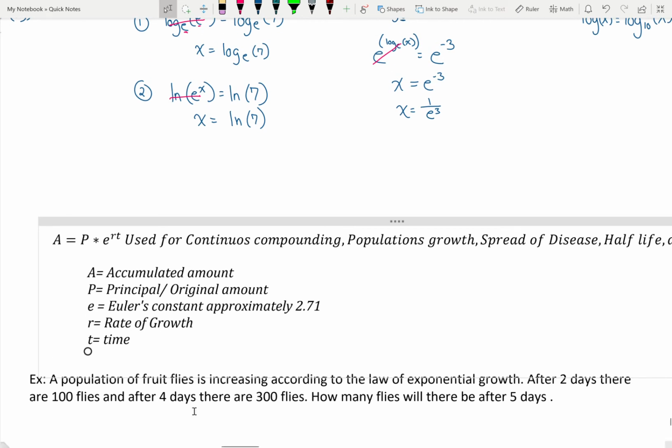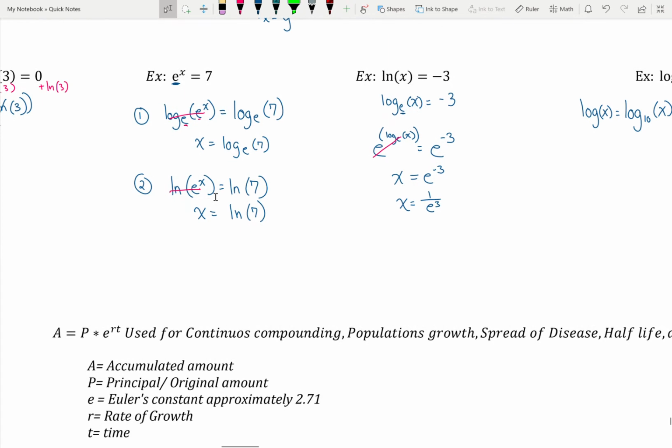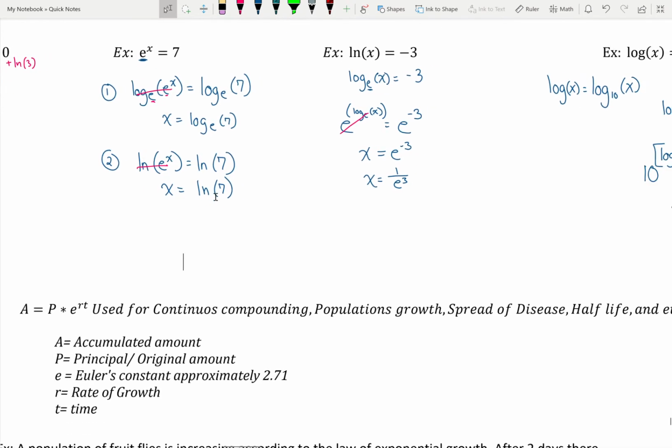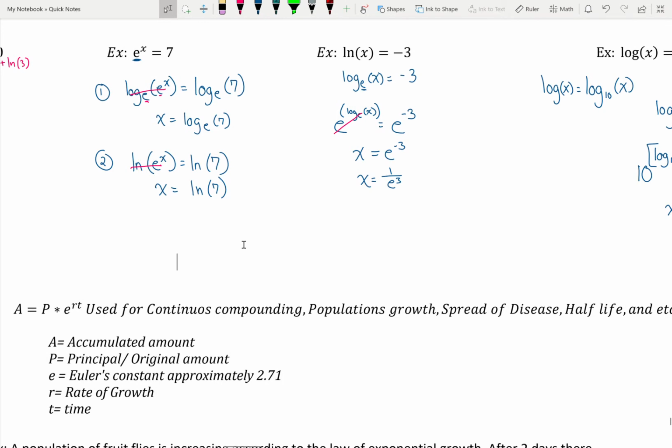Alright guys, so now what we're going to be doing is using those inverse properties and one-to-one properties to help us solve word problems. So the first thing we've got to remember is from a couple of videos ago.